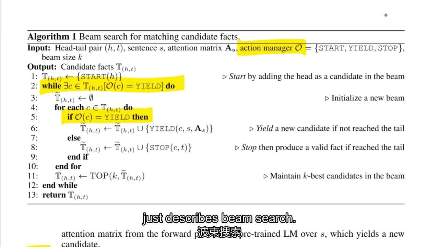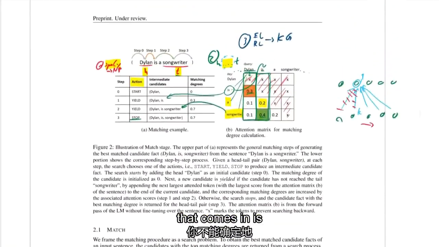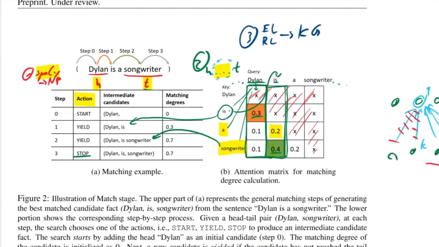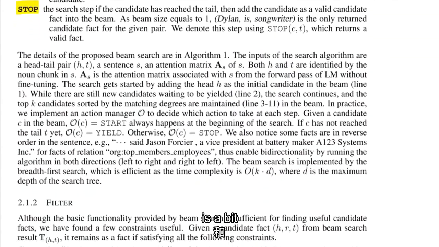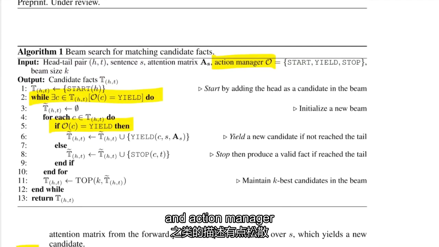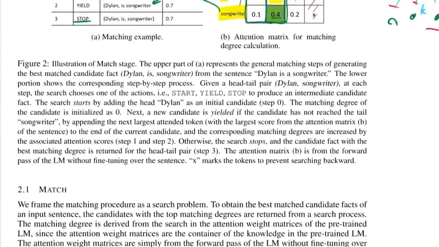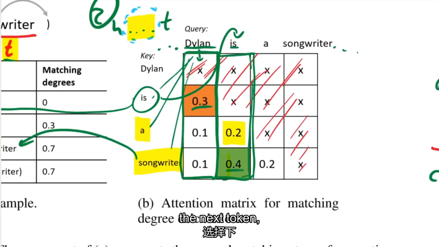The algorithm just describes beam search. The little more sophistication that comes in is that you don't do this deterministically, but you actually do it via beam search, okay? But you can just generalize this, all right? So the description is a bit floppy with the whole actions and action manager and whatnot. The only thing they don't describe formally is how actually to select the next token, which is basically the entire meat of the algorithm.